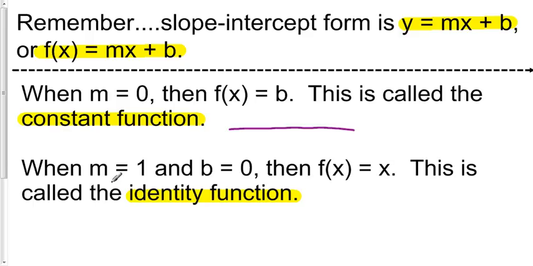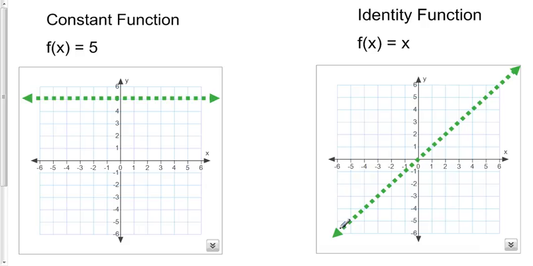When m is 1, when the slope is 1 and the y-intercept is 0, then you get the function f of x equals x, or y equals x. This is called the identity function. It means no matter what you plug in for x, the input and the output are always the same. And so you get ordered pairs like (1, 1), (2, 2), (3, 3), and so on. f of x always equals x. Okay, let me show you these two graphs, and then we're done.